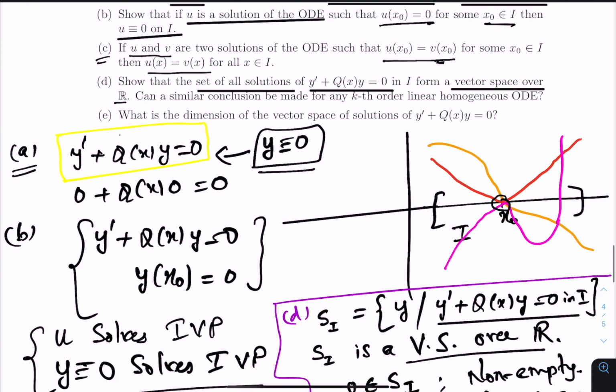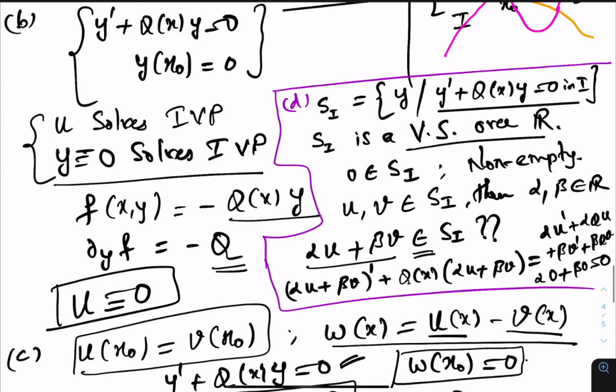Now there's a further question there. Can a similar conclusion be made for any kth order linear homogeneous ODE? So basically, this is a first order ODE, right? If I replace this question with a kth order linear homogeneous ODE, is the statement that the set of all solutions is a vector space over R still valid? Okay, and the answer is yes.